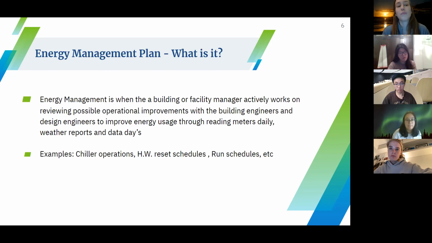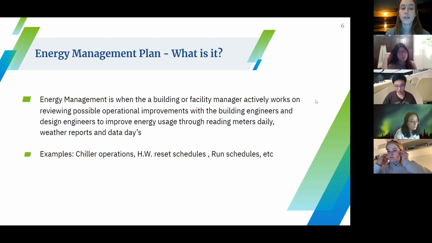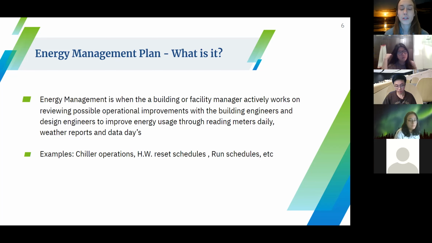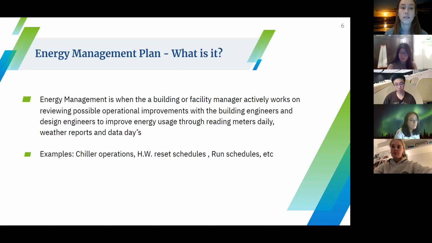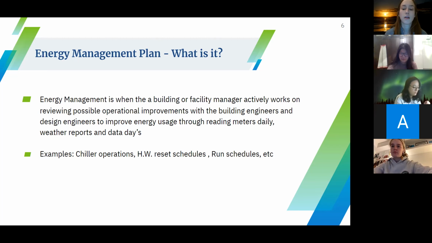Okay, so the first very important part of all of this, like retrofitting and just general energy improvement overall, is to have an energy management plan. So basically, an energy management plan is just when a building or facility manager works to review possible operational improvements with the building engineers and design engineers so that they can overall improve the energy usage through metering, weather reports, and daily data. So some examples are chiller operations, HW reset schedules, and run schedules.